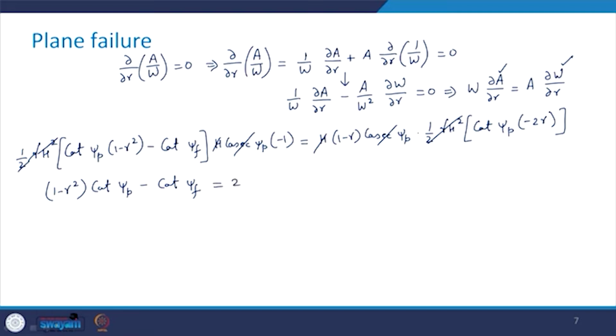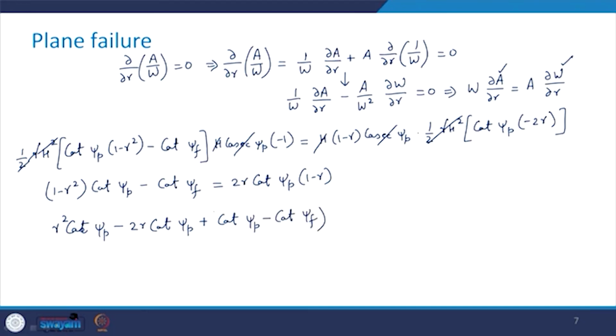This will be equal to 2r cot ψp into (1 minus r). Now, I will just further simplify this expression, and we can get this as r² cot ψp minus 2r cot ψp plus (cot ψp minus cot ψf), and this is going to be equal to 0. Now, you see this is a quadratic equation in r.